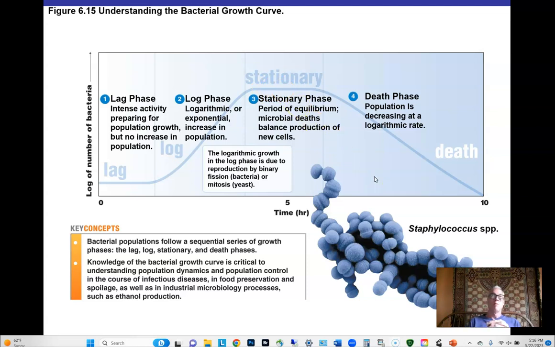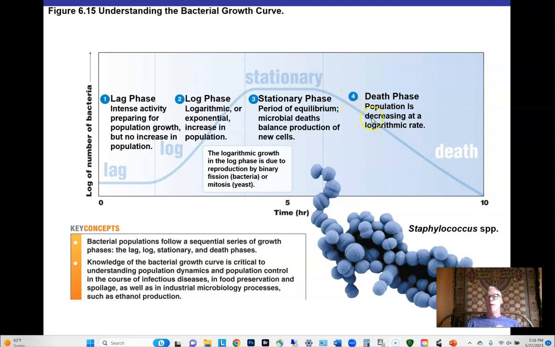The number of nutrients becomes less available, and more inhibitors, toxic waste products produced by the bacteria, begin to accumulate in the medium, and so we start winding up in this situation where there's an equal number of cells dying and being produced in the stationary phase. And then finally, at some point, as the medium is more exhausted and becomes more polluted by waste products, the death rate is greater than the growth rate.